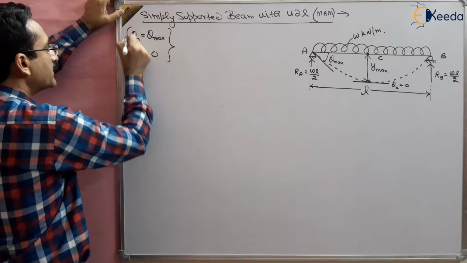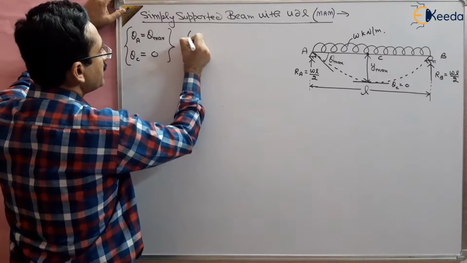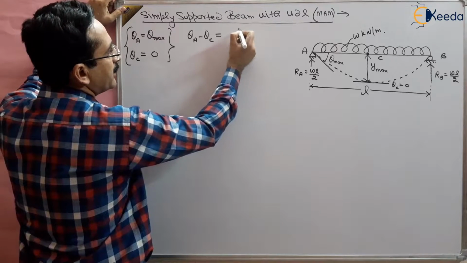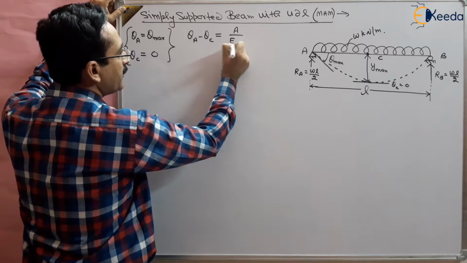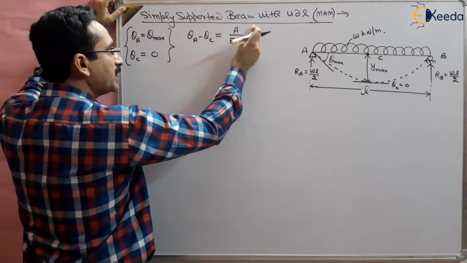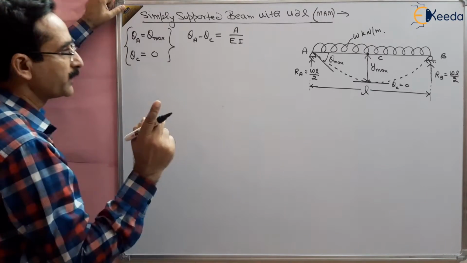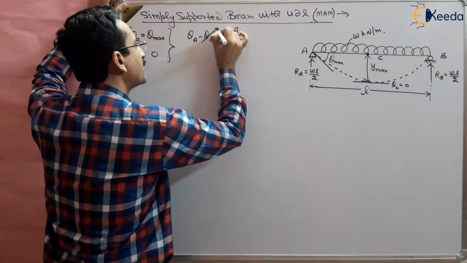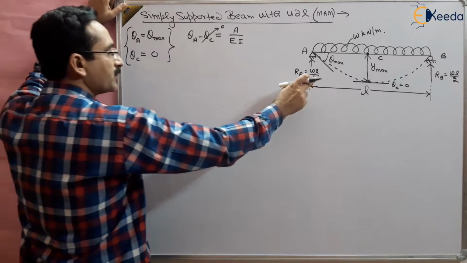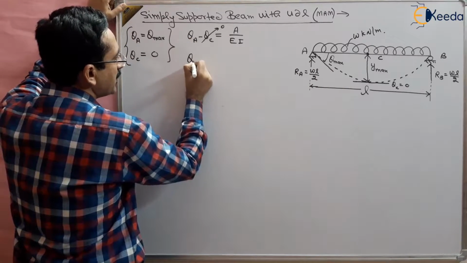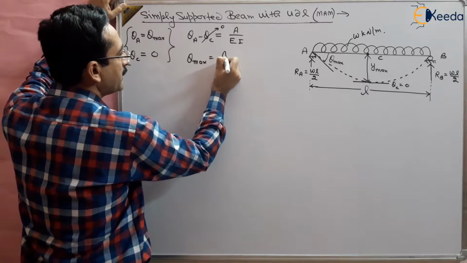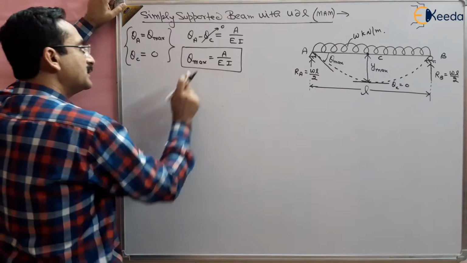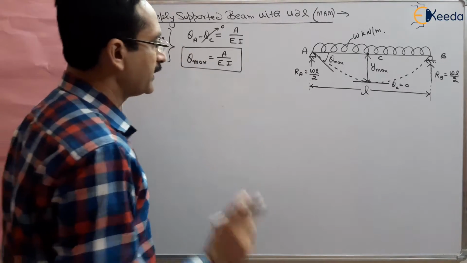And now we can apply the moment area theorem: the difference between the 2 points, theta A minus theta C, will be equal to the area of the bending moment diagram between A and C, divided by EI. And theta C is 0 because we have chosen theta C such that theta C is 0. So theta A, which is theta max, will be equal to A by EI. Now theta max is A by EI. Now we have to find out the area.